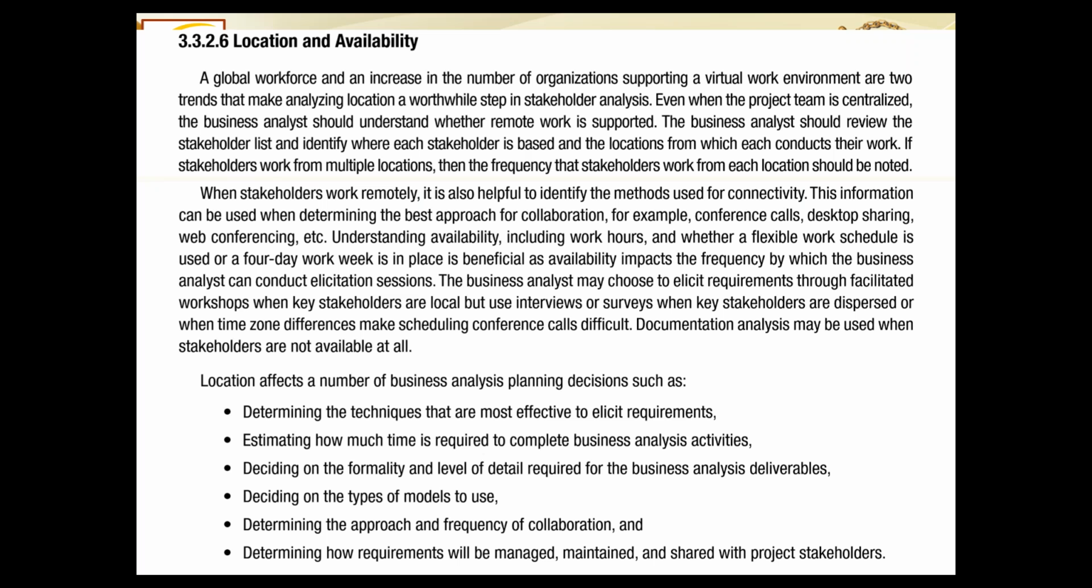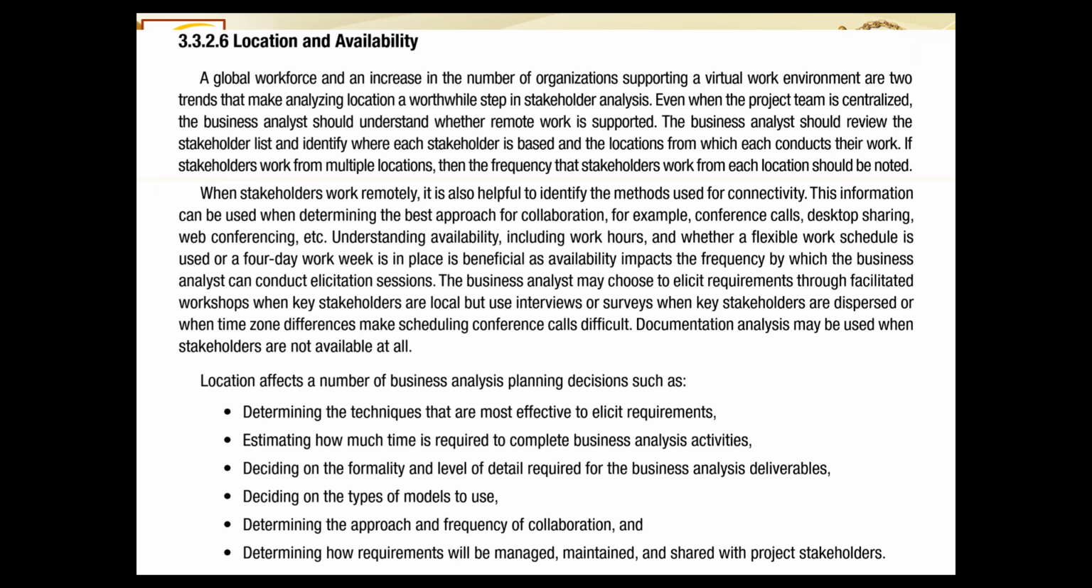Even when the project team is centralized, the business analyst should understand whether remote work is supported. The business analyst should review the stakeholder list and identify where each stakeholder is based and the location from which each conducts their work. If stakeholders work from multiple locations, then the frequency that stakeholders work from each location should be noted. When stakeholders work remotely, it is also helpful to identify the methods used for connectivity. This information can be used when determining the best approach of collaboration, for example, conference calls, desktop sharing, web conferences, etc.